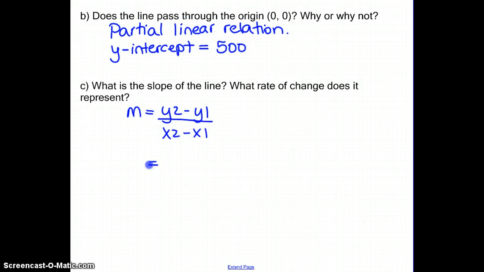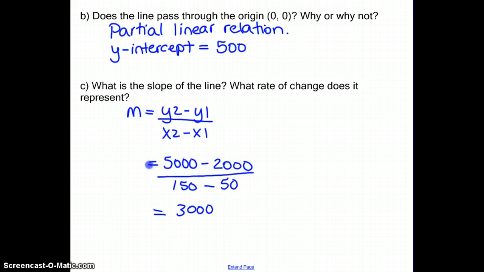Our y2 value was 5,000. Our y1 value was 2,000. Our x2 value was 150, and our x1 value was 50. So 5,000 minus 2,000 is 3,000, and 150 minus 50 is 100. When we're dividing this, you can just cross out the zeros and you're left with 30. Hopefully you did not type that into your calculator, Mitchell. So 30 is our slope.